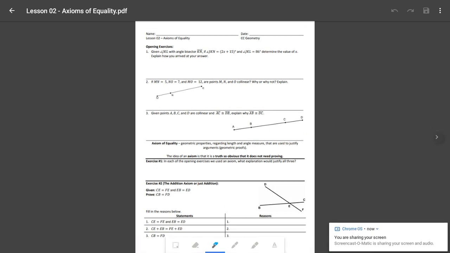Hi everyone! Today we're going to look at our next lesson of axioms of equality. First thing I want you to do is pause the video and just try the 3 opening exercises quickly. So just pause, try them out, and then check your work in a moment.